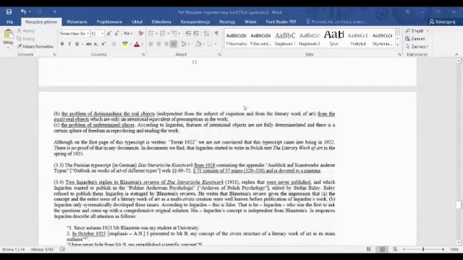Second, he touched on the problem of distinguishing the real objects, independent from the subject of cognition and from the literary work of art, from the quasi-real objects, which are only an intentional equivalent or presumptions in the work. And C, he touches also the problem of underdeterminate places. According to Ingarden, features of intentional objects are not fully determined, and there is a certain sphere of freedom in reproducing and reading the work.